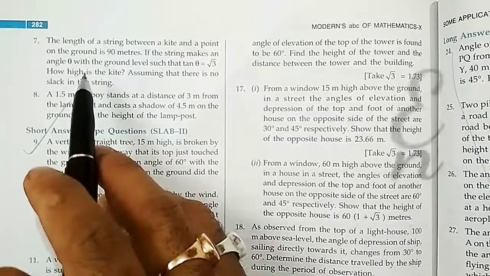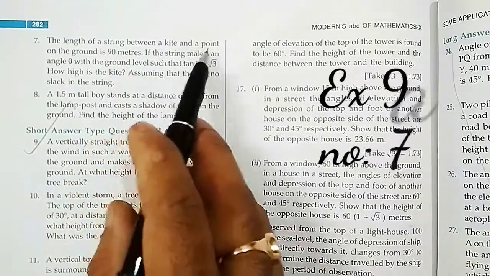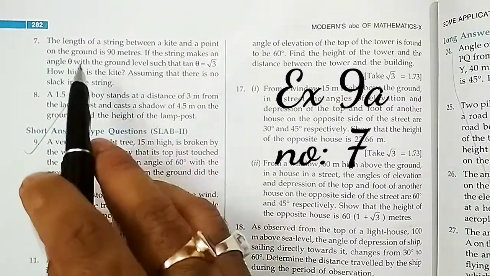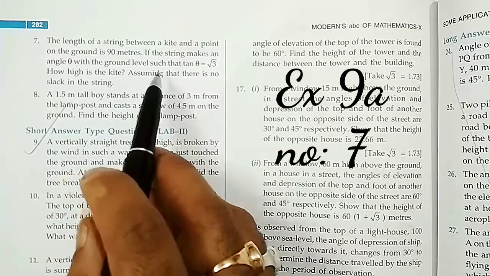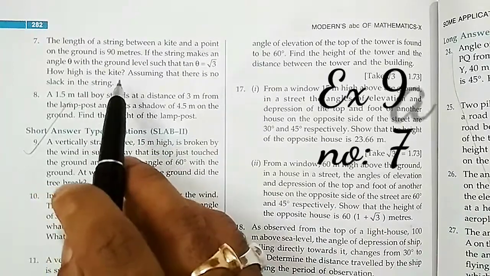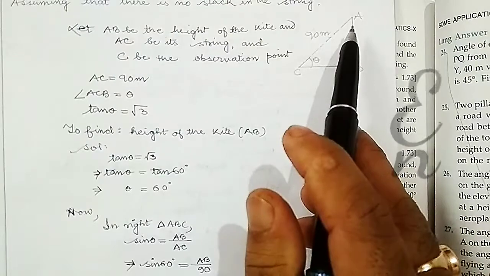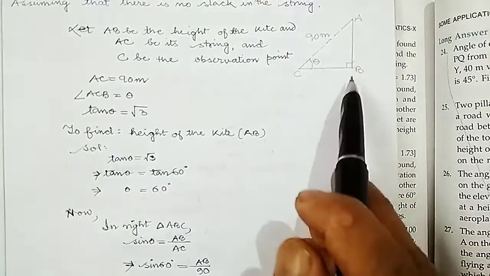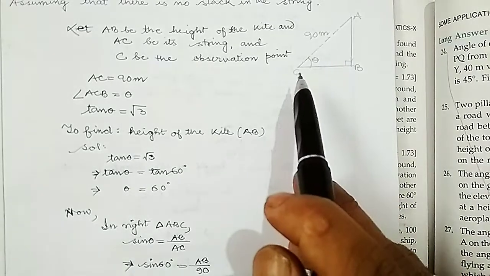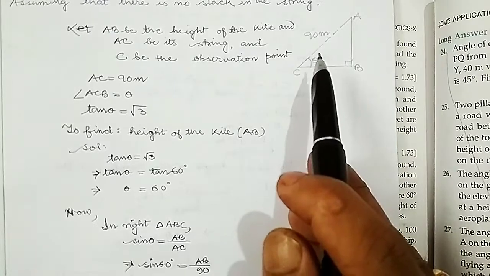In question number 7, it is given the length of a string between a kite and a point on the ground is 90 meter. If the string makes an angle theta with the ground level such that tan theta equals to root 3, how high is the kite, assuming that there is no slack in the string? Suppose A is the position of the kite and AB is the height of the kite from the ground. AC is the length of the string and C is the observation point. Here length of the string is 90 meter given.